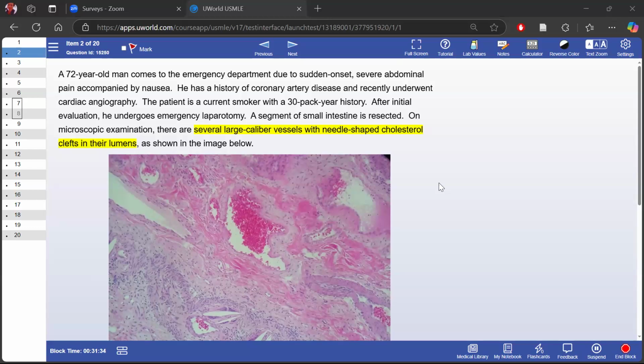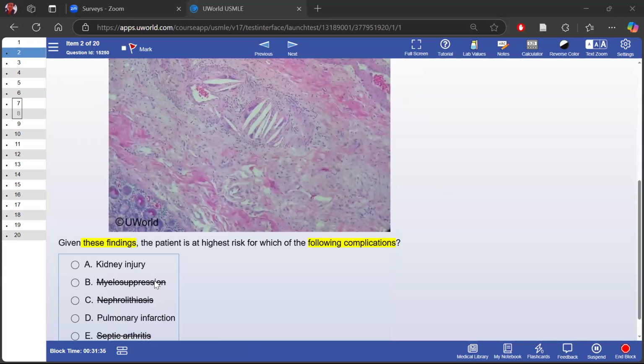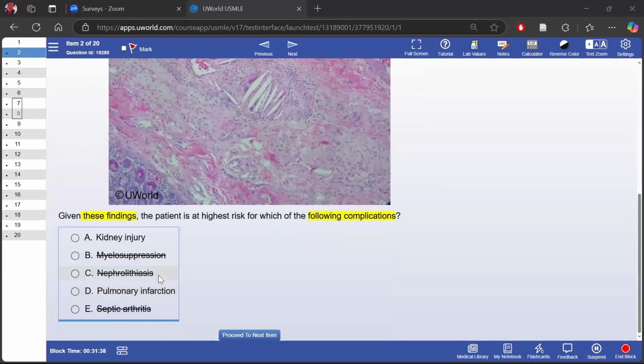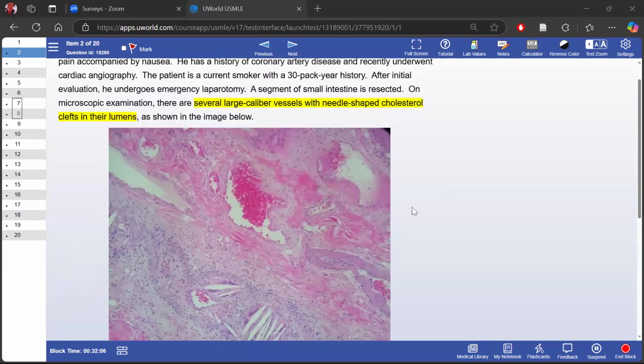If it's the veins that are occluded, it could be pulmonary infarction, because if I have cholesterol in the venous system, it will end up in the right heart. From the right heart it can end up in the pulmonary artery, which is like a vein, but of course it carries blood away from the heart, so we call it an artery. So it could be D. But if it is the arterial system, where the cholesterol clefts are in the aorta, then the femoral arteries and renal artery can be affected, and that will lead to kidney injury. Does that make sense? So we need to figure that out.